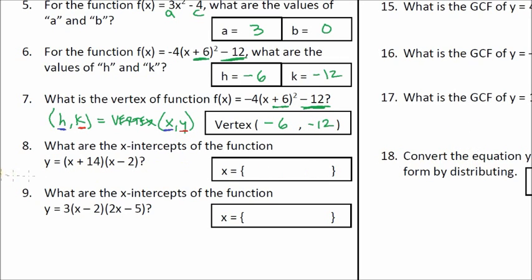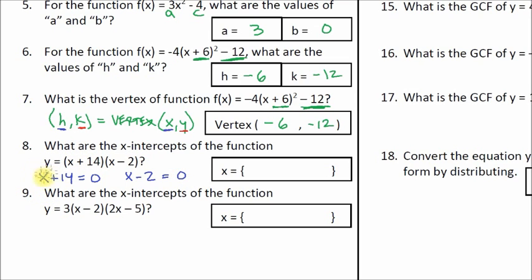All right. Number 8, what are the x-intercepts of the function y equals x plus 14 times x minus 2? Well, this is intercept form. There's no square on the variables. That means we're looking for two values of x. What is the value of x that changes x plus 14 to 0? Or what is the value of x that changes x minus 2 to 0? Either one of these binomials is 0. The whole thing on the right changes to 0 because anything multiplied by 0 is 0. And that means our y value will be 0, and that means it's an x-intercept.